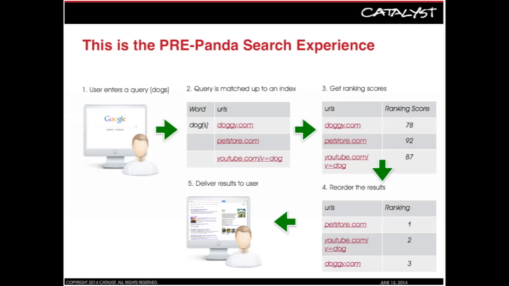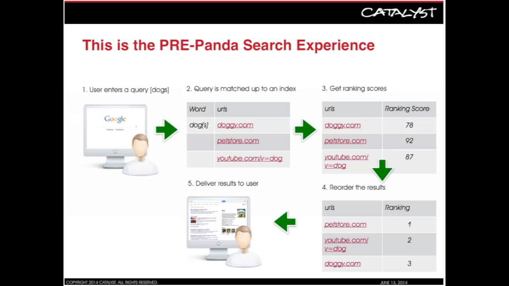So they access another part of the Google algorithm that has a ranking score for that page relative to dogs. I'm just using sample data here, but in this case, we'll say that the ranking score for doggy.com was 78, petstore.com was 92, and YouTube.com was 87. Then Google orders the results based on the ranking score. Again, ranking score in general is based on relevancy and quality. So they reorder the results, and since petstore.com had the highest ranking score, it's going to be ranked in the top position. Then it returns that list to the user in the form of a set of search results.